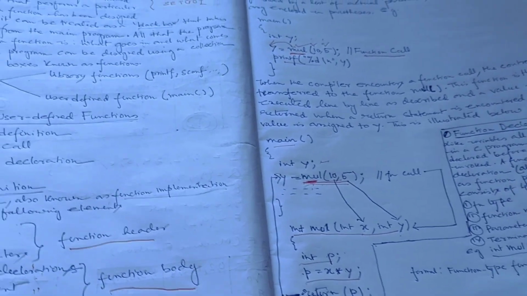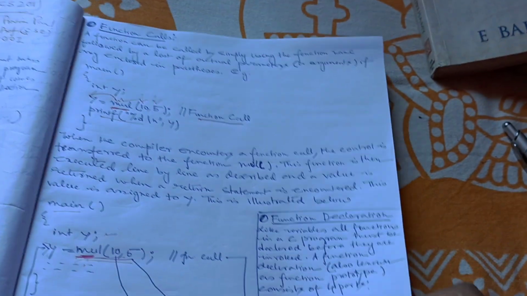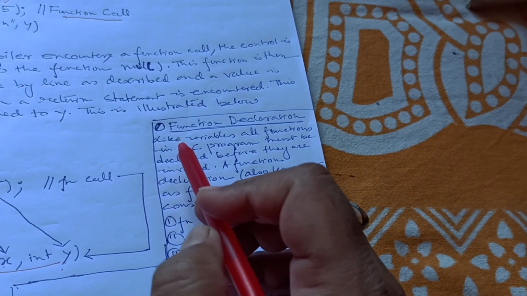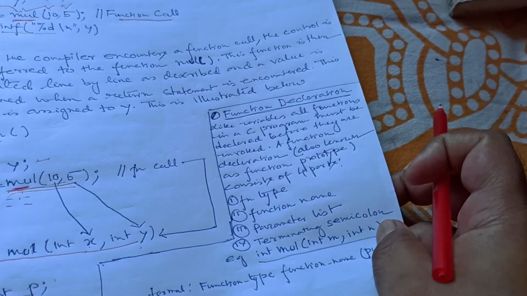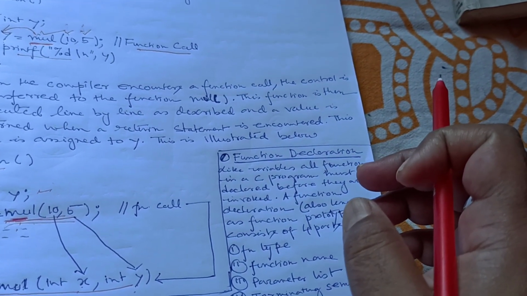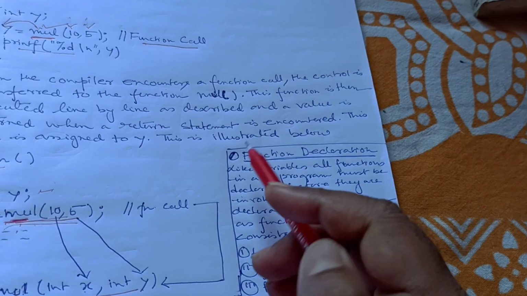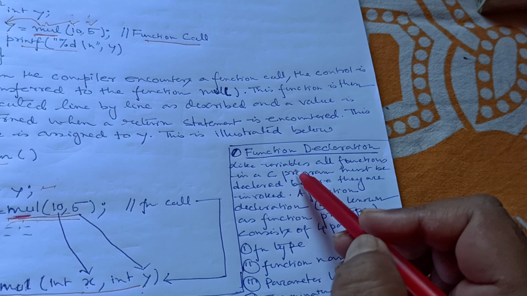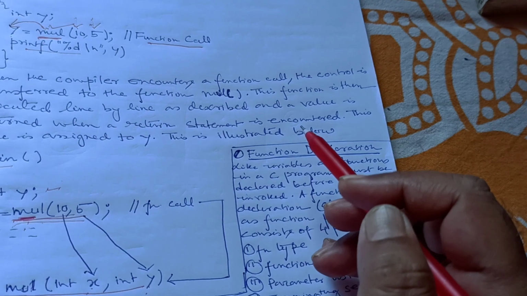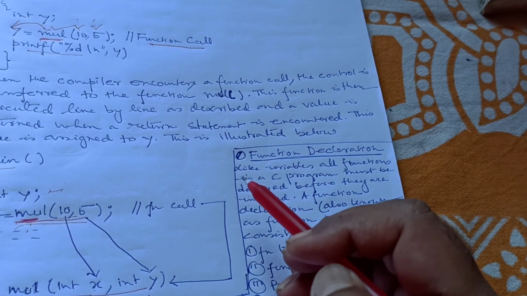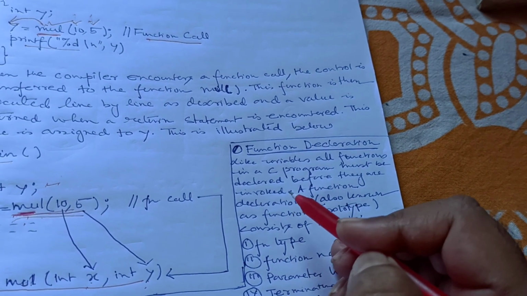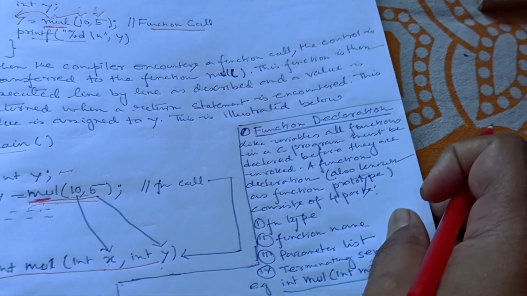Clear? Now the final part is function declaration. What is function declaration? Whenever we use any variable, we declare it. Like variables, all functions in a C program must be declared. So whenever we use any function, we must declare it before it is invoked, before execution.